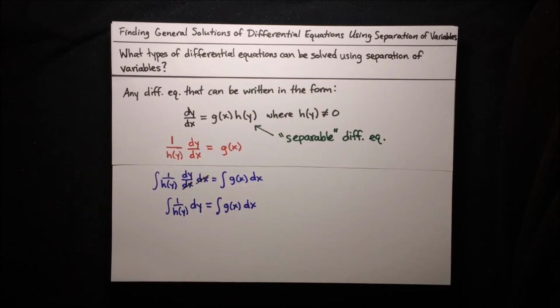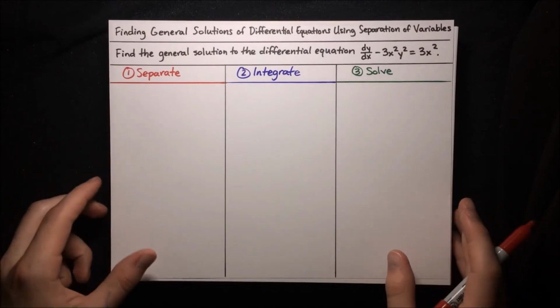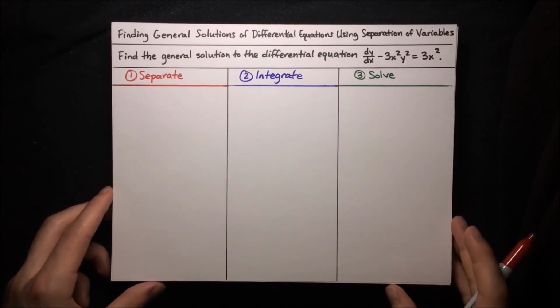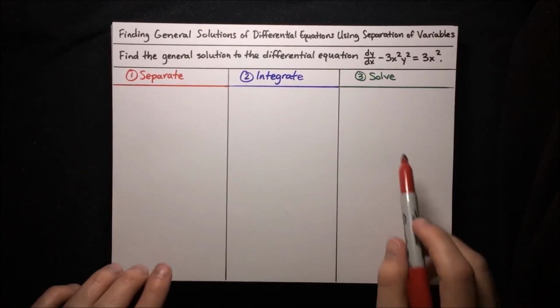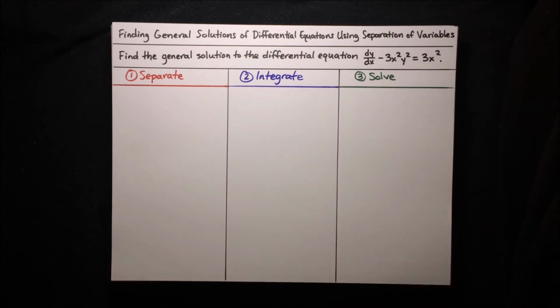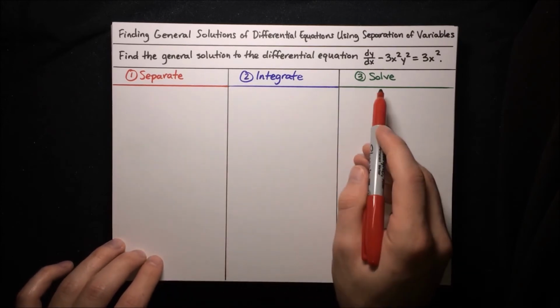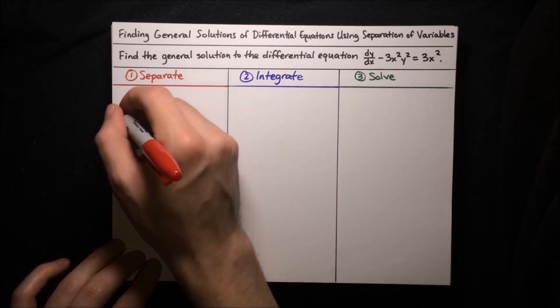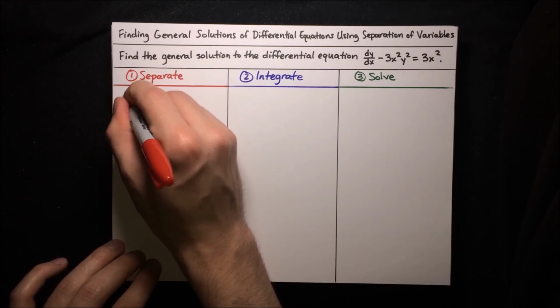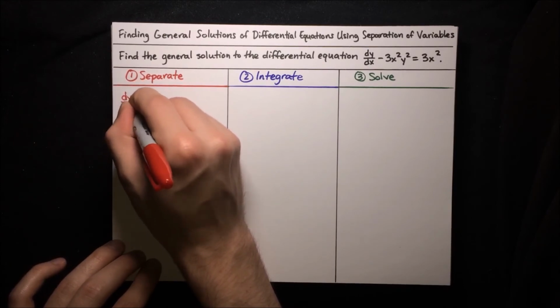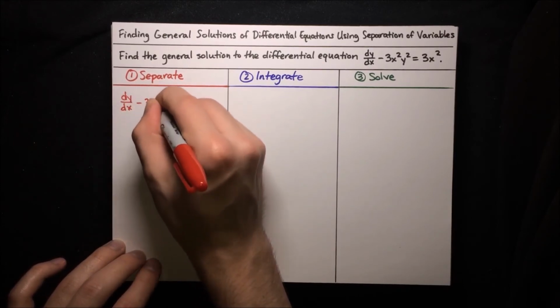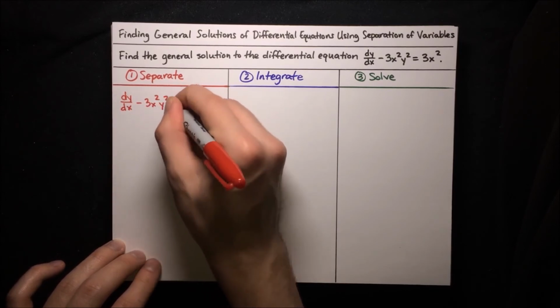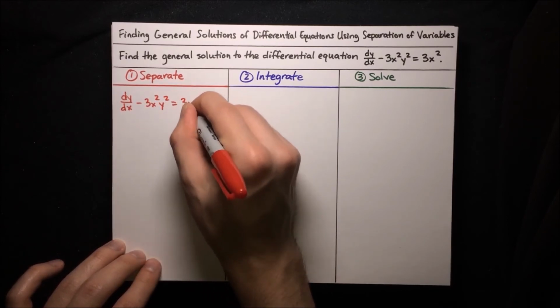Alright, on to another problem. Next up, we want to find the general solution to the differential equation dy/dx minus 3x squared y squared equals 3x squared. And to do this, we'll use the same three-step process of separating, integrating, and solving. So first, separate. So write our equation again: dy/dx minus 3x squared y squared equals 3x squared.